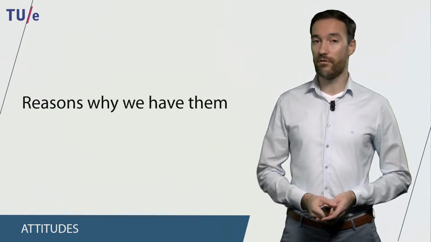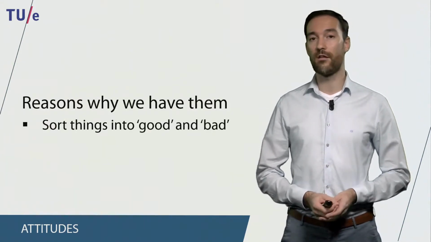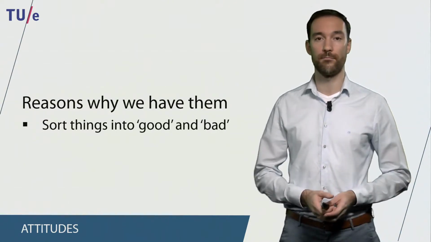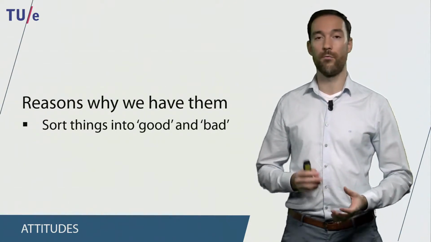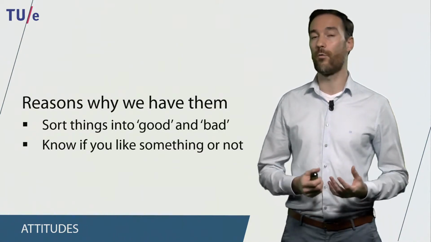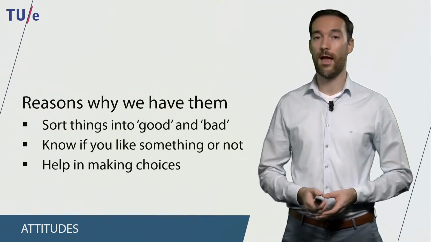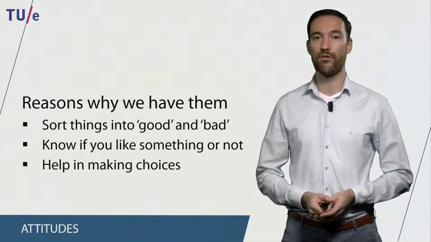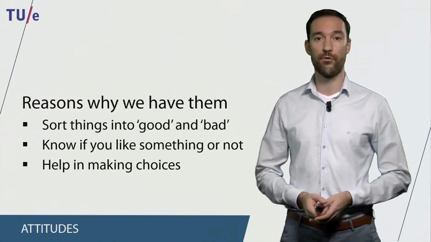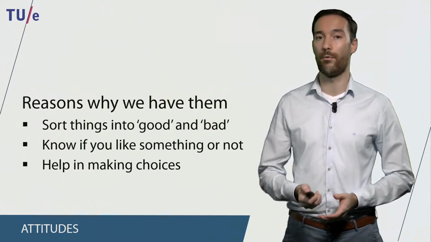There are many different reasons why people have attitudes. The first one is that it allows us to sort things into good and bad. And when we know which things are in the good and bad category, this helps us in knowing whether we like someone or not. And finally, attitudes help us in making choices. Because if we know whether or not we like a person, this makes it easier for us to decide whether or not we want to help this person.